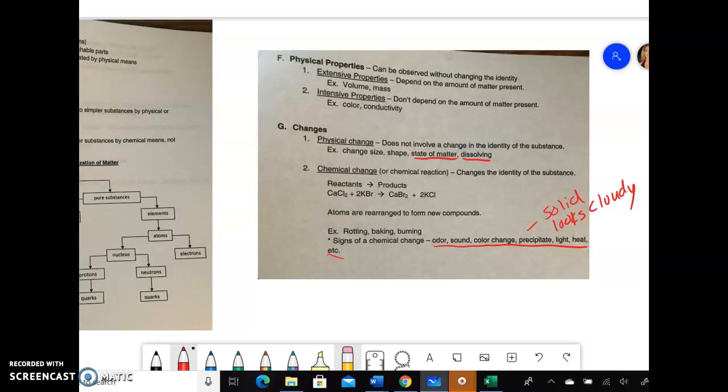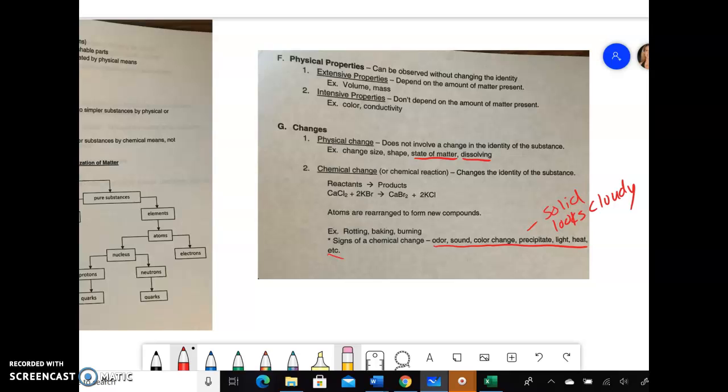And same thing for dissolving. Dissolving is when you break something into such small pieces that you can't see them anymore. A lot of people think that when you dissolve it, it disappears because you can't see it. But the particles are still in there. They have just broken into very tiny pieces. So dissolving is not a chemical change. It's a physical change. And again, watch for those signs down here that a chemical change has happened.